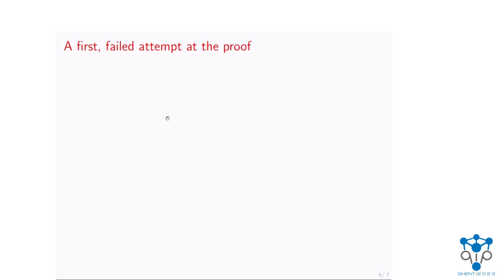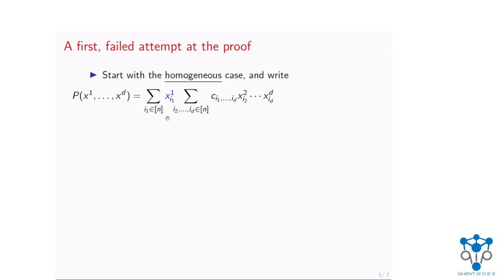Okay, so let me first give you a failed attempt, which is still sort of instructive. And that is the following. Let's start with a special case where our polynomial is actually homogeneous. Homogeneous would mean that each of these monomials contains exactly one variable from each of the d blocks, so all of the monomials have degree exactly d. That's even more of a special case, but that will turn out to generalize later.